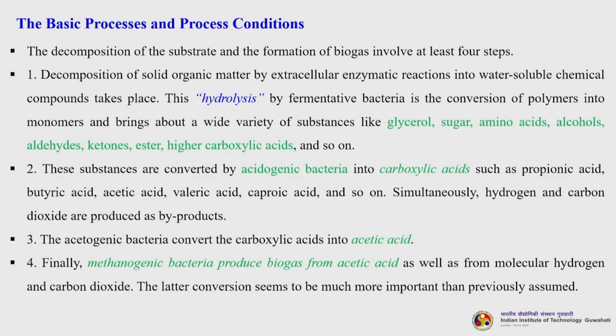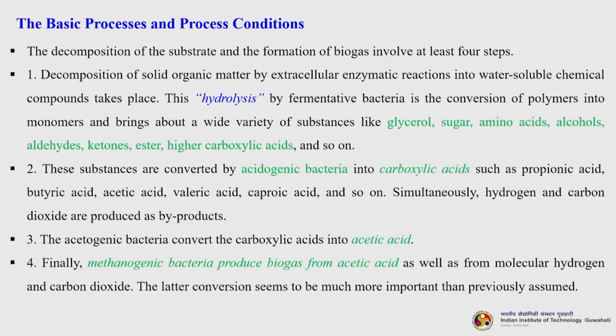Now, in the second step, these substances are converted by the acidogenic bacteria into carboxylic acids such as propionic acid, butyric acid, acetic acid, valeric acid, caproic acid and so on. Simultaneously, hydrogen and carbon dioxide are produced as byproducts, but in a very low amount, right.